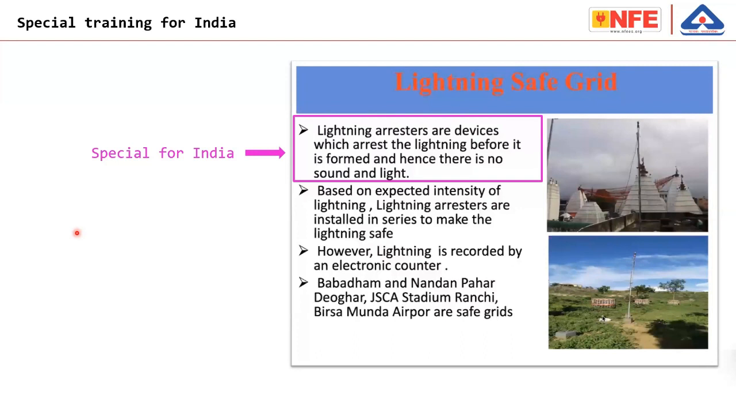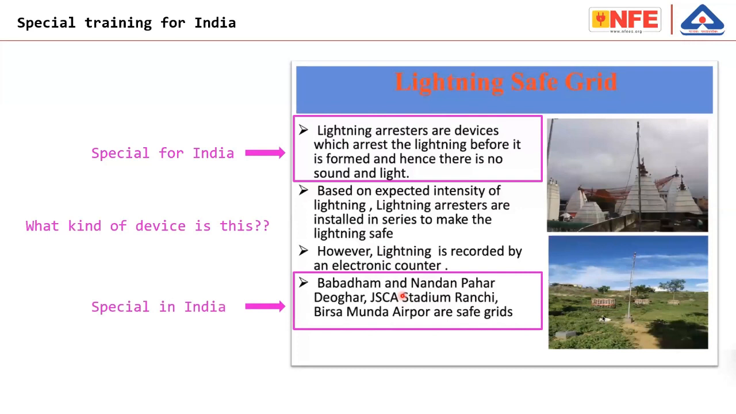So also this is a wrong training. They say there are lightning arresters and devices which arrest lightning before it is formed, and hence there is no sound and light. I don't know what kind of lightning arrester it is. They say after installing the special device, there is no sound and light, so no lightning. So there are cities, towns and places, airports, which are completely protected, safe grids. That means the entire area is protected.